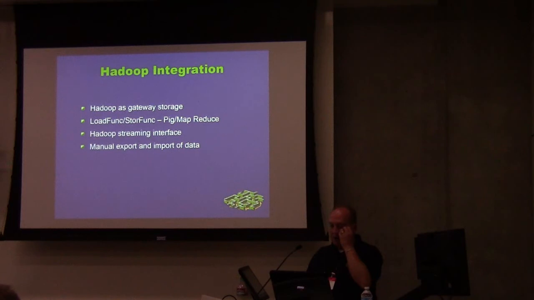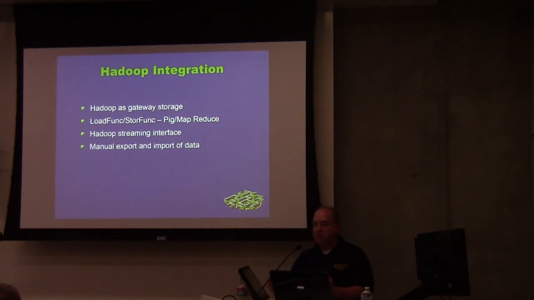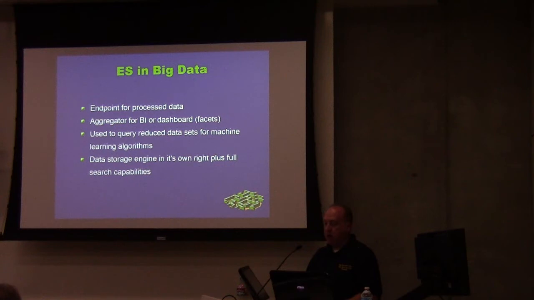Getting a little bit more on the big data side, the Hadoop integration. Hadoop acts as a gateway storage mechanism. There are LoadFunc and StoreFunc that are written out there if you are using Pig for MapReduce. So you can use Elasticsearch either as a gateway to pull data into your MapReduce process or as an output to put stuff into it, right? Of course, you have the Hadoop streaming interface where you can manually export data from Elasticsearch, put it into your Hadoop cluster, do your processing, and then do whatever you want from there.